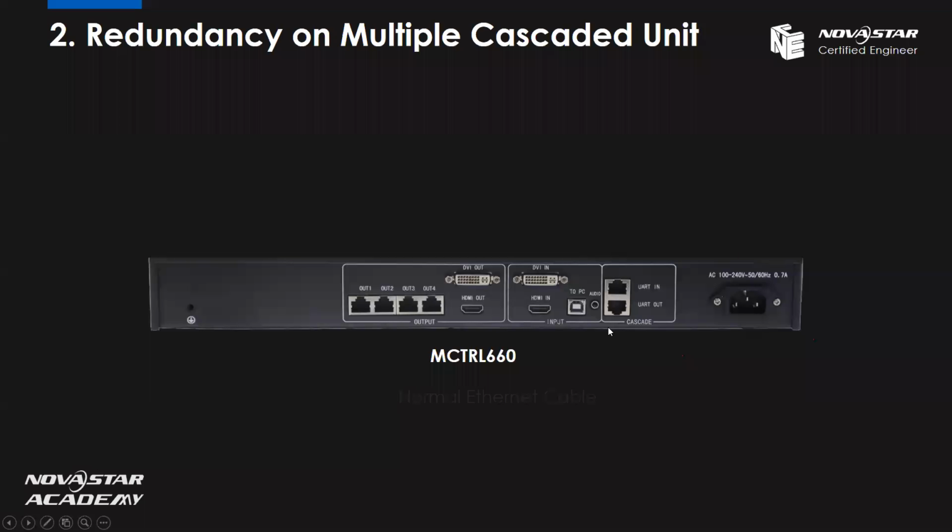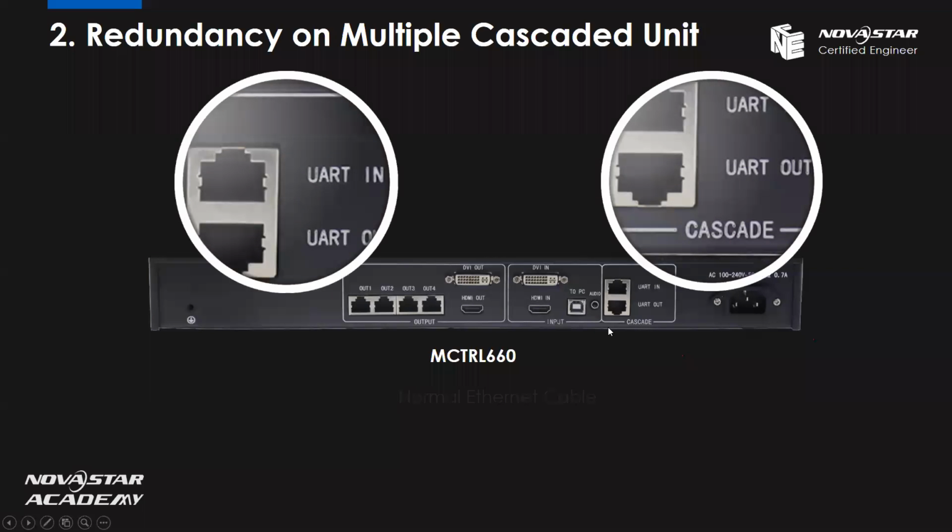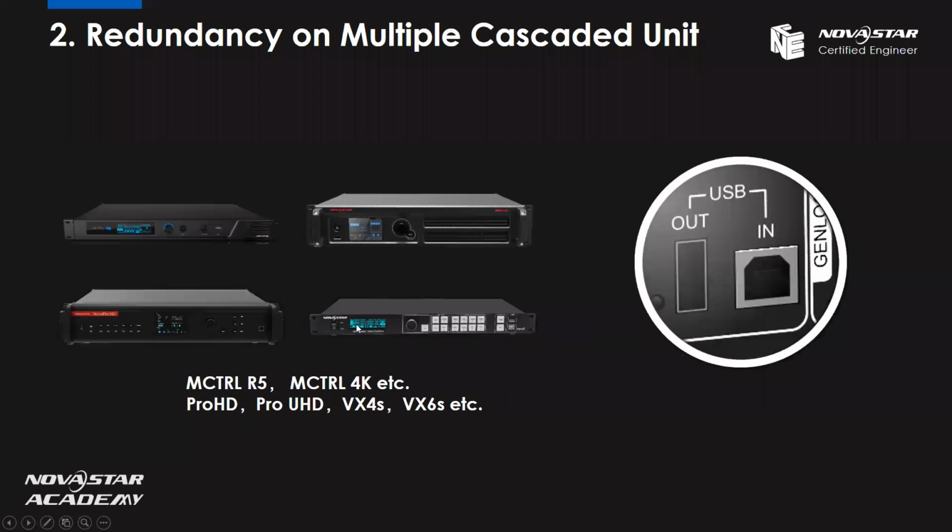And the third way to do the cascading will be all the new products like the VX4S, Pro HD, MCTRL R5, 4K, or Pro UHD Junior. Every controller later than the MCTRL 660 is using the USB cable to do the cascading, which will be easier to understand and easier to find. So MCTRL R5, 4K, and Pro HD, Pro UHD, VX4S, VX6S are all using the USB cable to do the cascading.